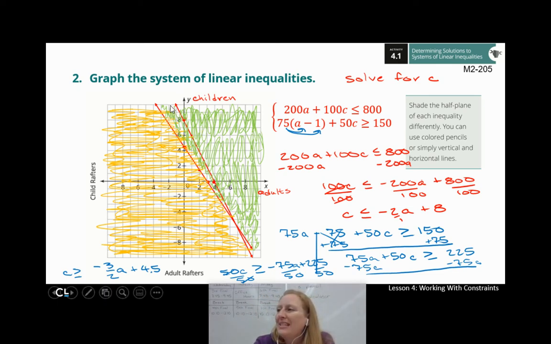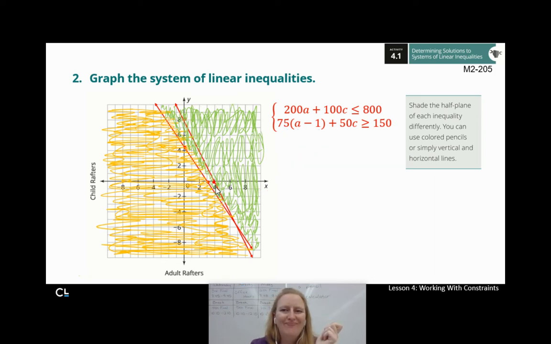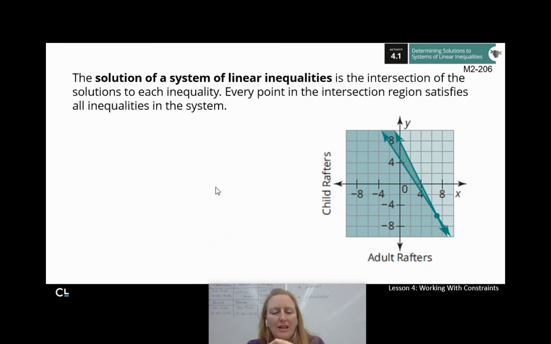Now, do you notice there is this narrow sliver where they overlap? You remember the solution to a system of equations was where the graphs intersect. Still true. The solution of a system of linear inequalities is the intersection of the solutions to each inequality. So every point in the intersection region satisfies all the inequalities in the system. We shaded that side, but notice we have this sliver in the middle where it overlaps. That overlapping section is where all of the solutions are.